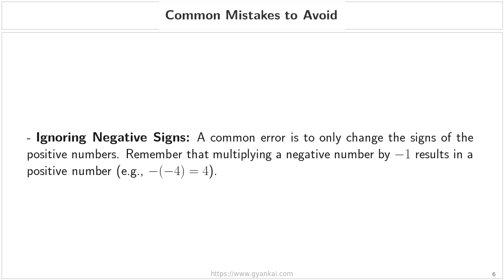First, be careful not to ignore existing negative signs. A frequent error students make is only changing the signs of the positive numbers. It is crucial to remember that multiplying a negative number by -1 results in a positive number. For instance, -4 simply becomes +4.